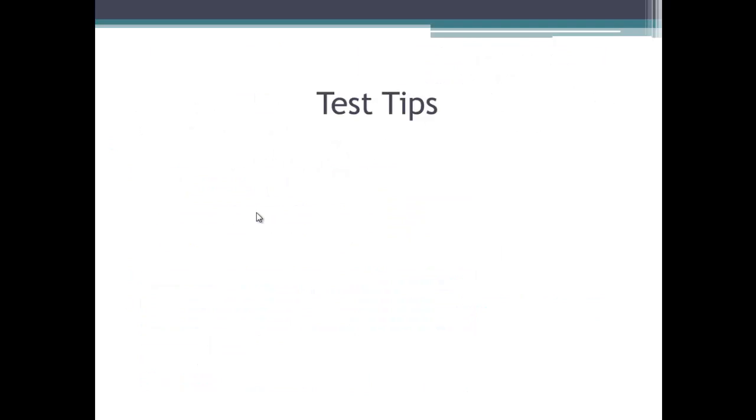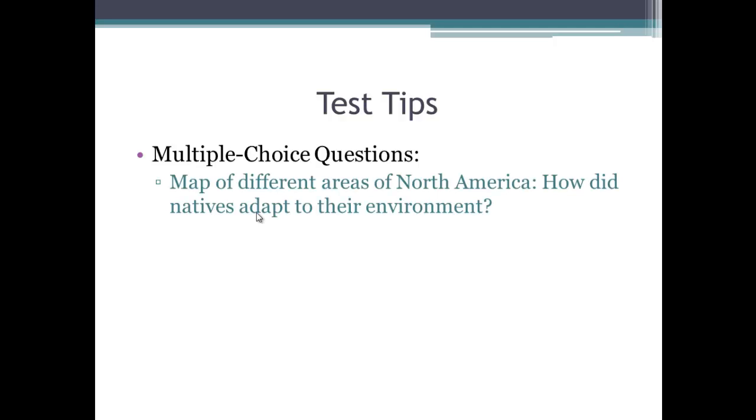Now that we're done with Key Concept 1.1, let's talk about some test tips for multiple choice questions. Some things that you may see would perhaps be a map of different areas of North America. And this, again, this idea of how did natives adapt to their environment. You see something on the Great Basin. It did not have a lot of natural resources. It was flat, so they would do lots of hunting.